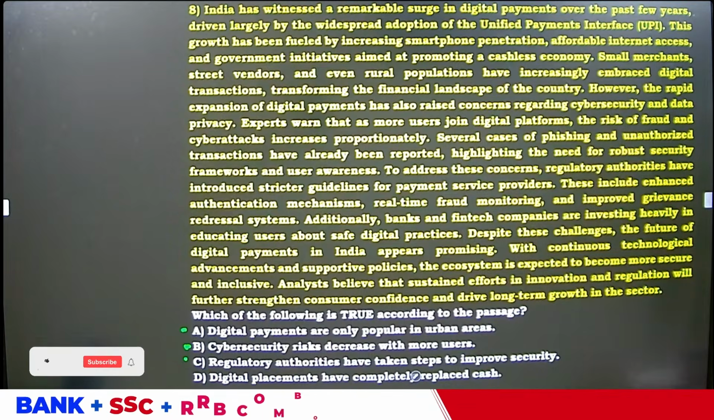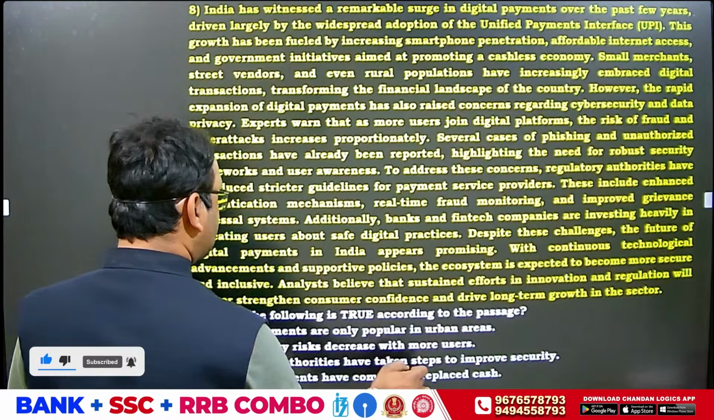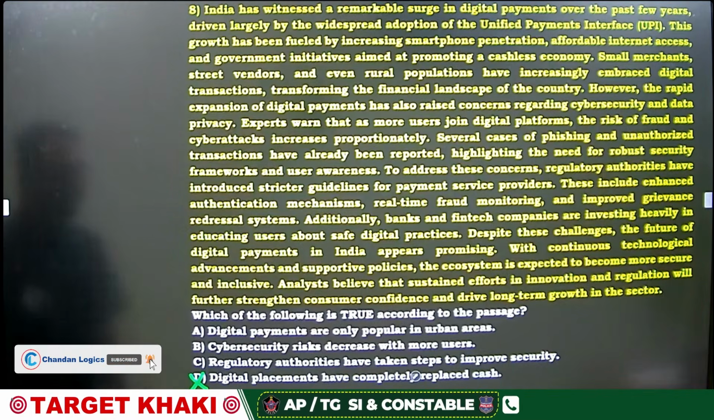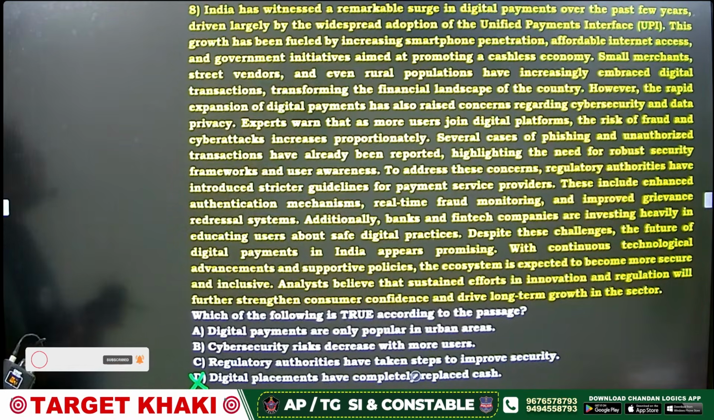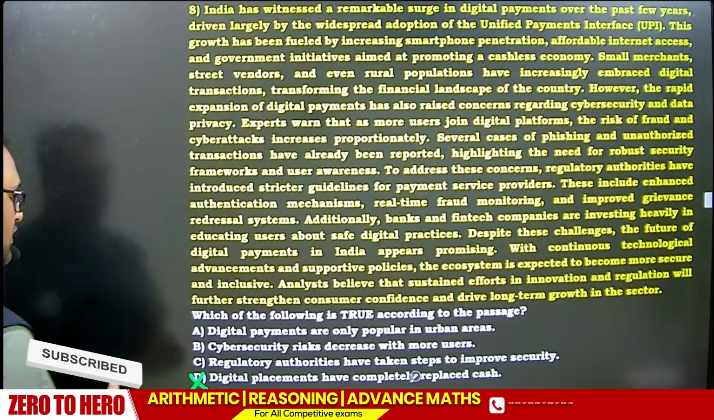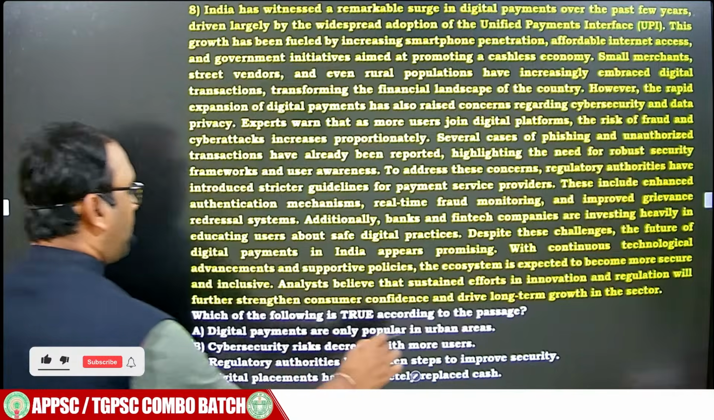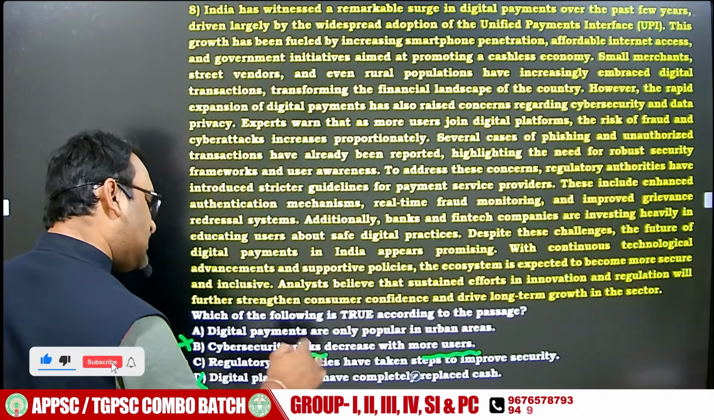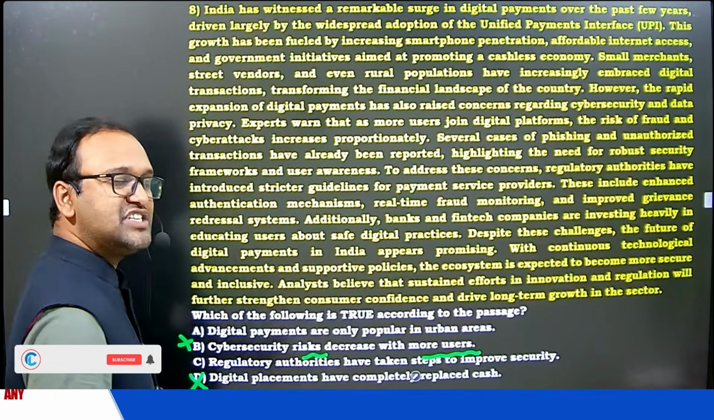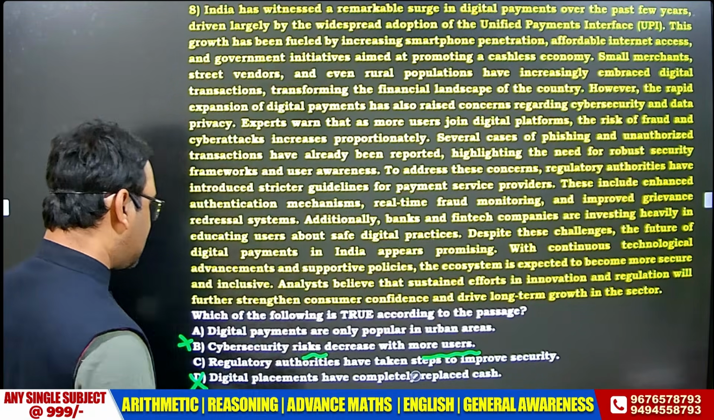Guys, use your common sense. Don't read the paragraph. Do you really think the statement is correct? Digital payments have completely replaced cash. Oh my God. Are we not using cash? Sometimes we use cash, no? Cyber security risk decreases with more users. No. If more users come, risk always increases. If more people are using smartphones and digital payments, risks are also naturally increasing. How can you say risks are decreasing?